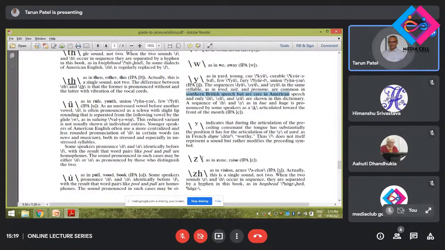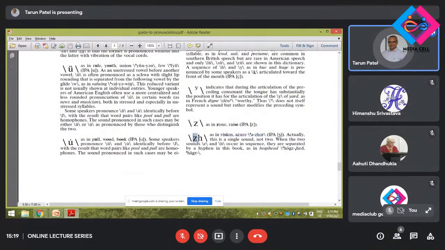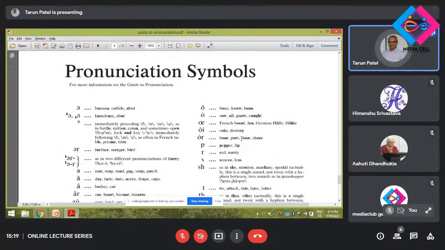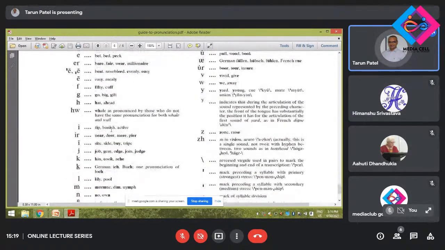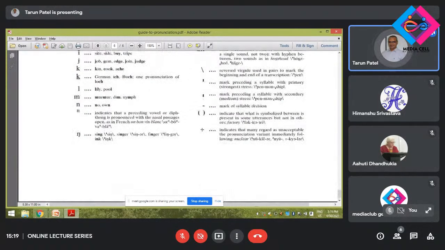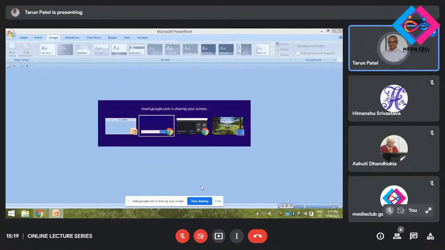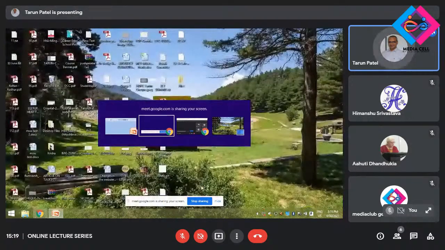So similarly, z as in zone, raise, and zh as in azure or vision. Now actually again, this is also a single sound and we need to be careful. This I'm going to share with Himanshu sir so that he can share it with all the students and you guys can refer to it.